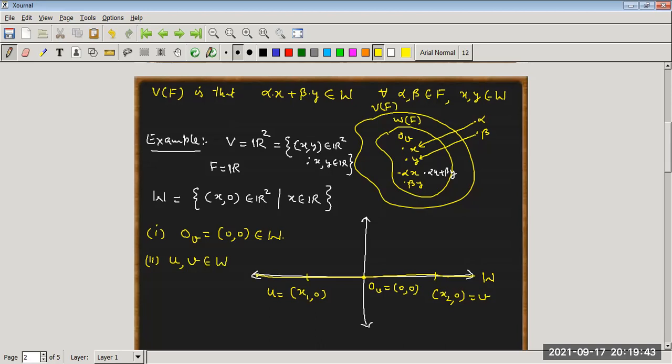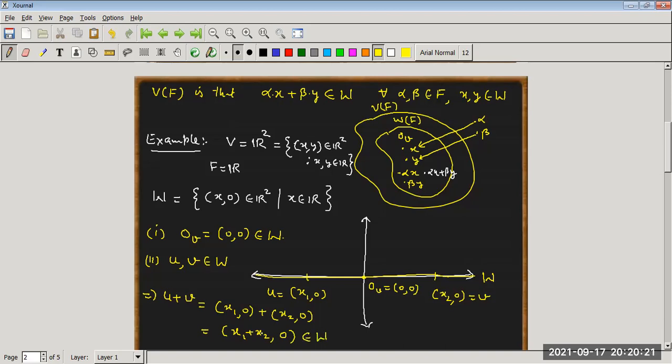Now what we have to show is that the sum must be in W. So this implies that U plus V is equal to (x1, 0) plus (x2, 0). And this is nothing but how we can add ordered pairs, first element with first element. So it becomes (x1 plus x2, 0 plus 0), which is 0. And because x1 and x2 both are real numbers, the sum of two real numbers is again a real number. So this belongs to W.